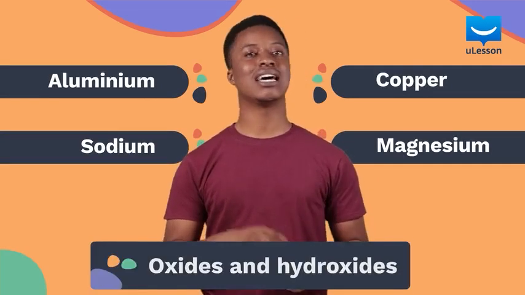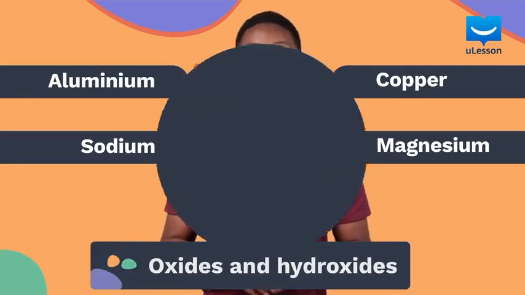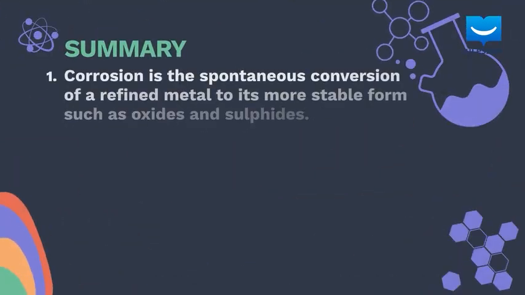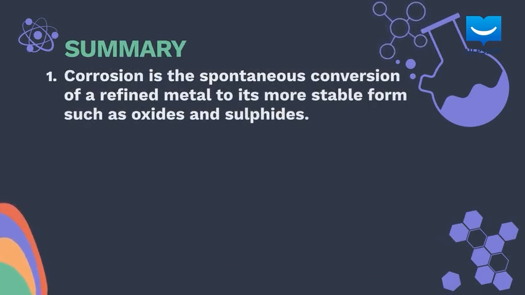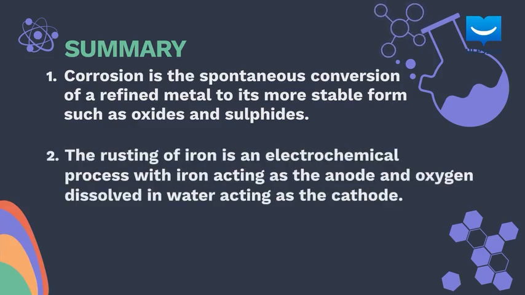In summary, corrosion is the spontaneous conversion of a refined metal to its more stable form, such as oxides and sulfides. Also, the rusting of iron is an electrochemical process, with iron acting as the anode and oxygen dissolved in water acting as the cathode. In another lesson, we will look at the measures we can take to prevent rusting.